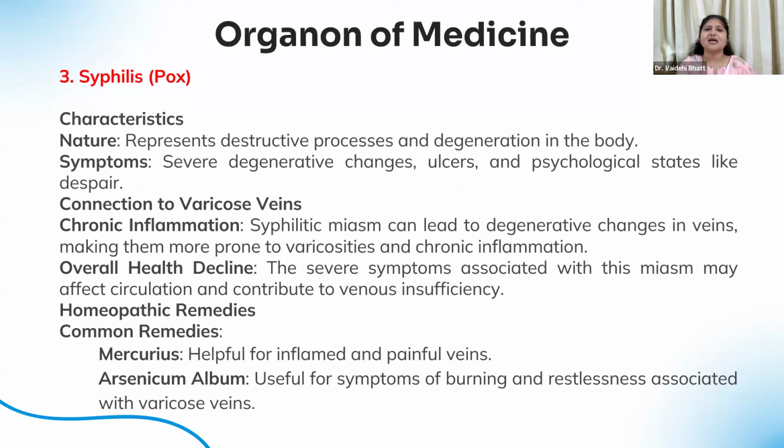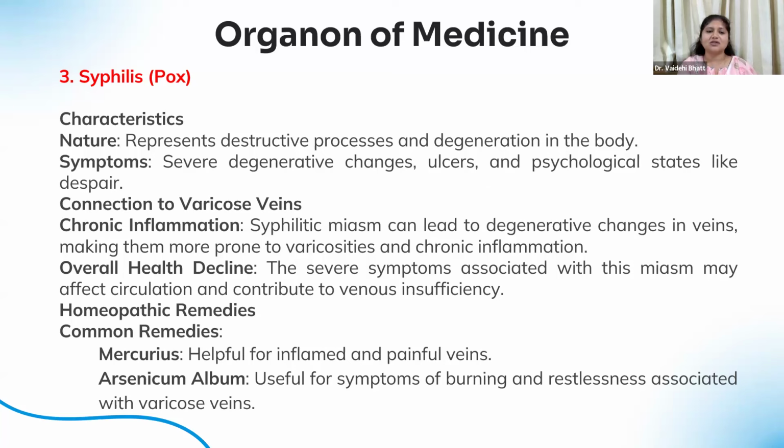Then the syphilitic condition. If it continues, it will lead to degenerative changes like the development of a varicose ulcer, and we know these degenerative changes are characteristic of the syphilitic miasm. So chronic inflammation or varicosity will lead to the formation of an ulcer, and valvular insufficiency will lead to degeneration of the valves also.